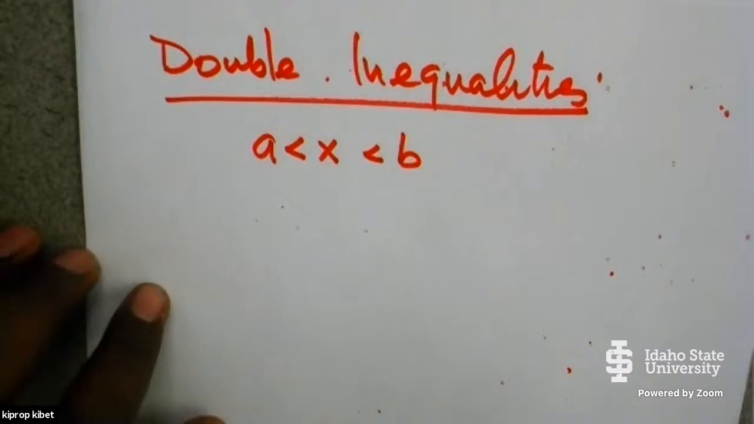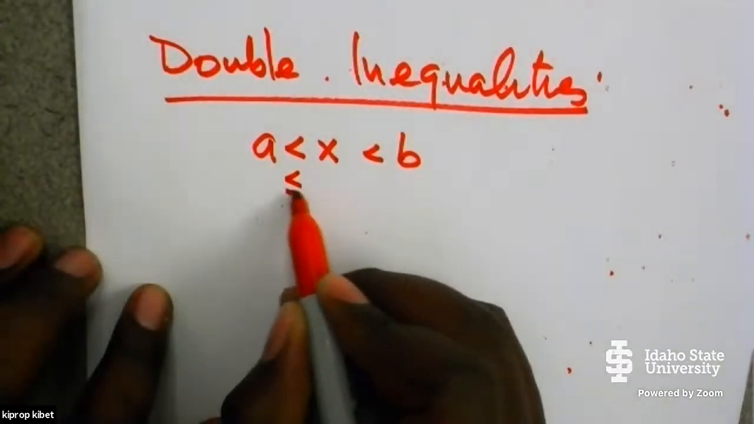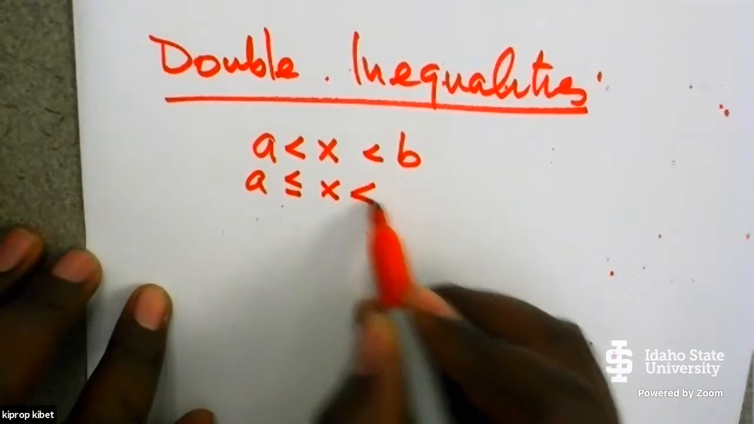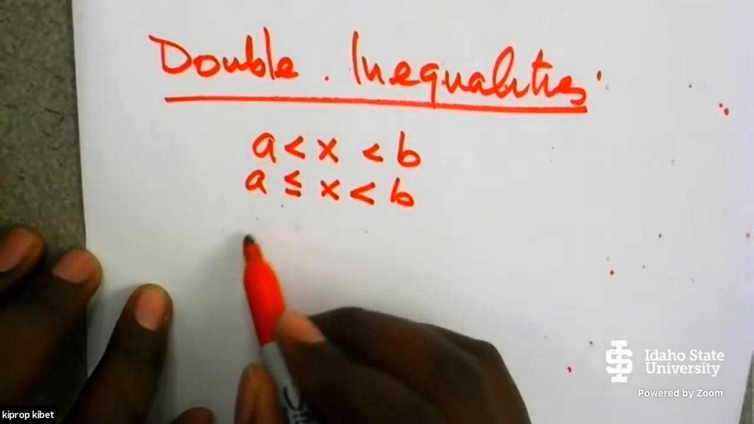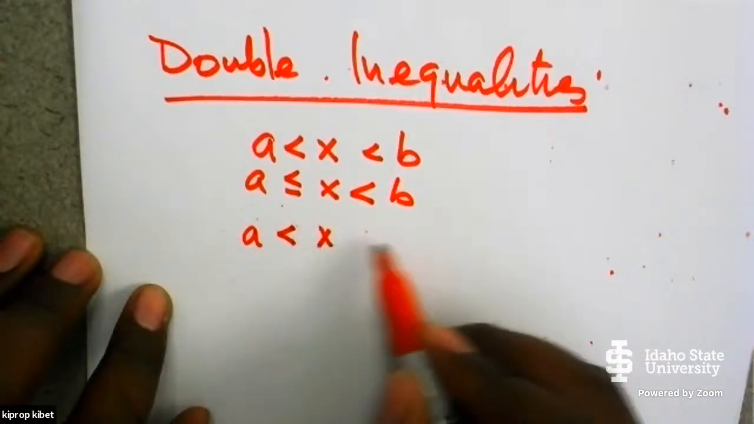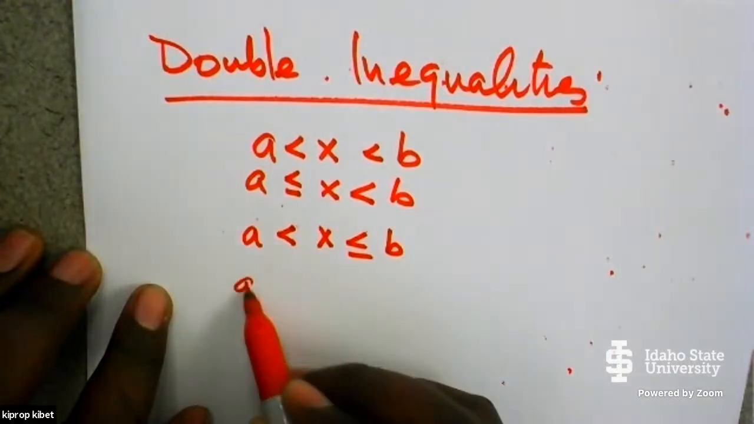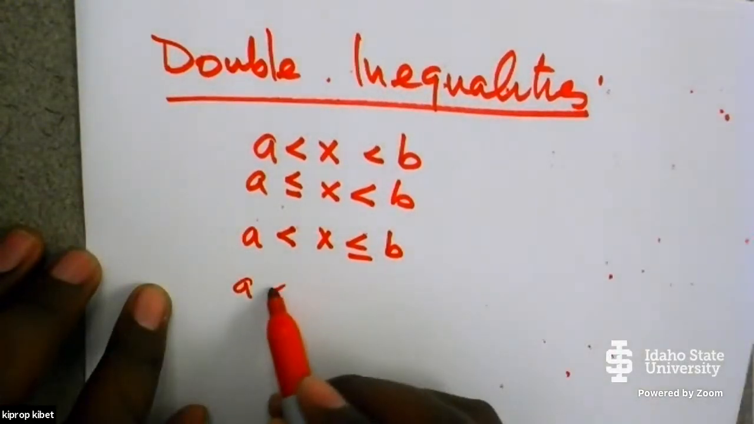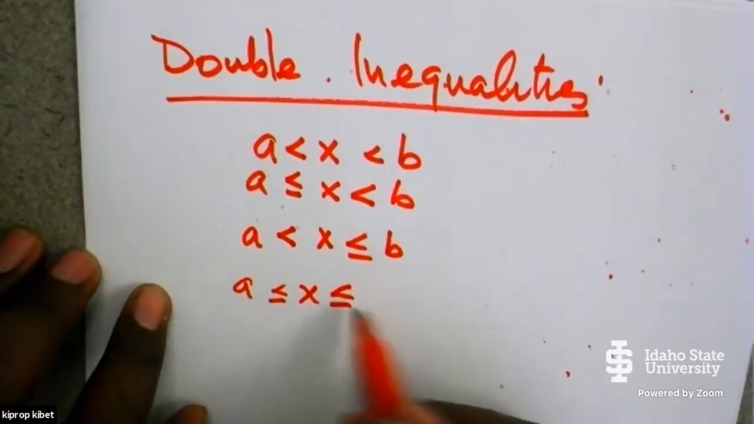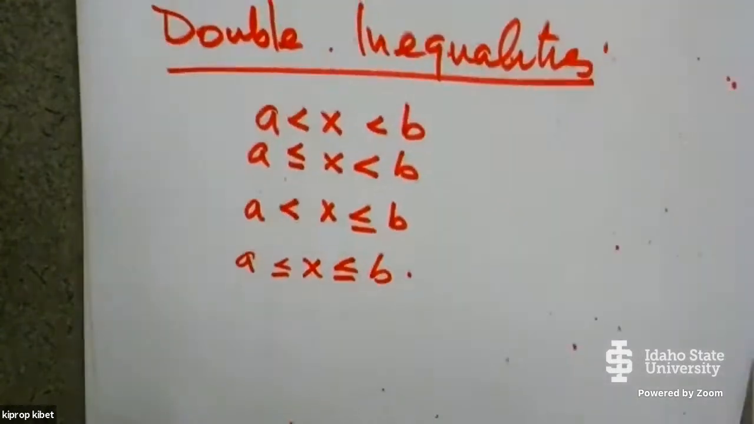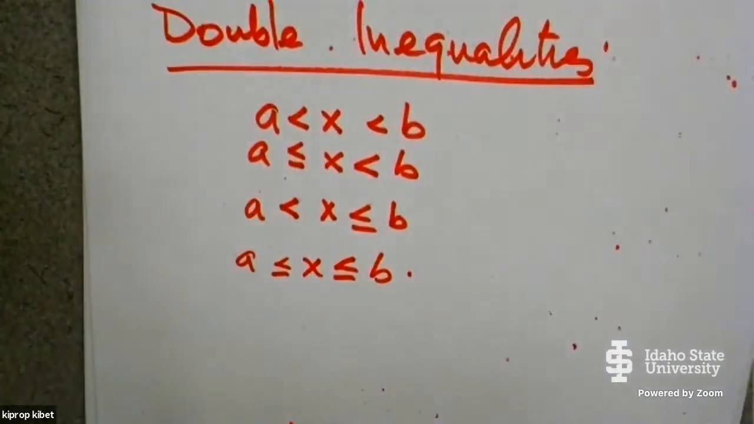So it can be less or equals to. So it can also be a less or equals to x less than b, or it can be a less than x less or equals to b, or it can also be a less or equals to x less or equals to b. So this is the double inequality.